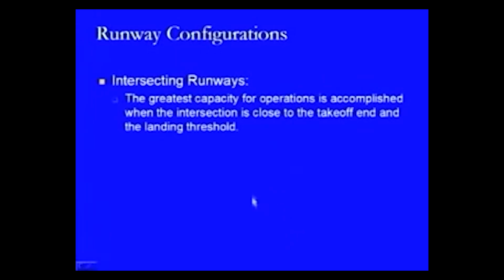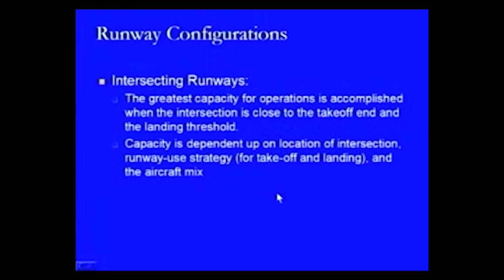The greatest capacity for operation is accomplished when the intersection is close to the takeoff end and the landing threshold. If that is the case, then only the maximum capacity will be there, as we have seen in the previous photograph. And the capacity is dependent upon the location of the intersection. That is, as I have said, there can be three conditions: one is very near, one is far off, and one is the center point intersection.